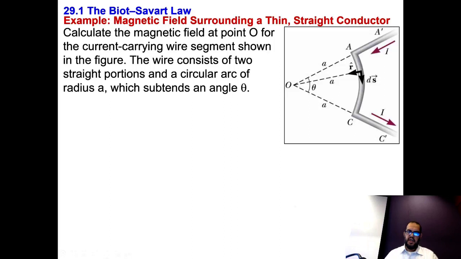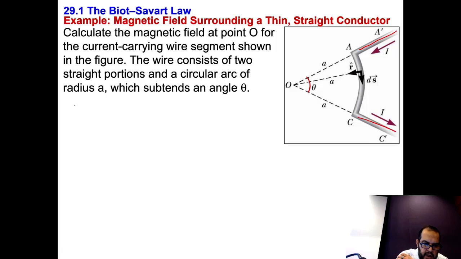Okay, so here we have a wire. Calculate the magnetic field at point O for the current carrying wire segment shown in the figure. The wire consists of 2 straight portions and a circular arc of radius a, which subtends an angle theta. So this is an angle theta here. This is a straight portion, and this is a straight portion.